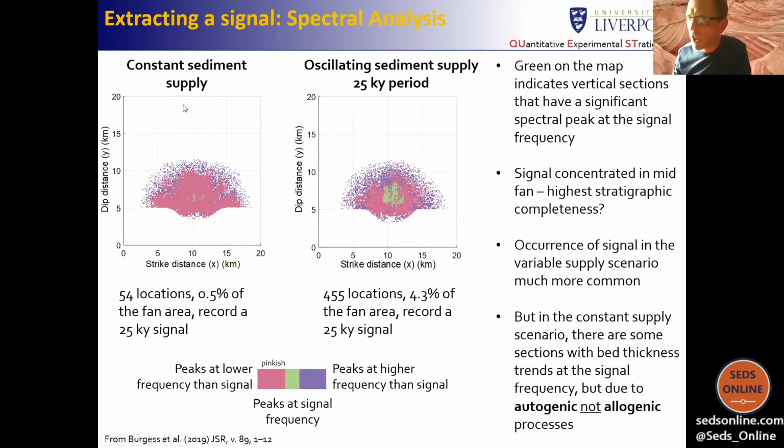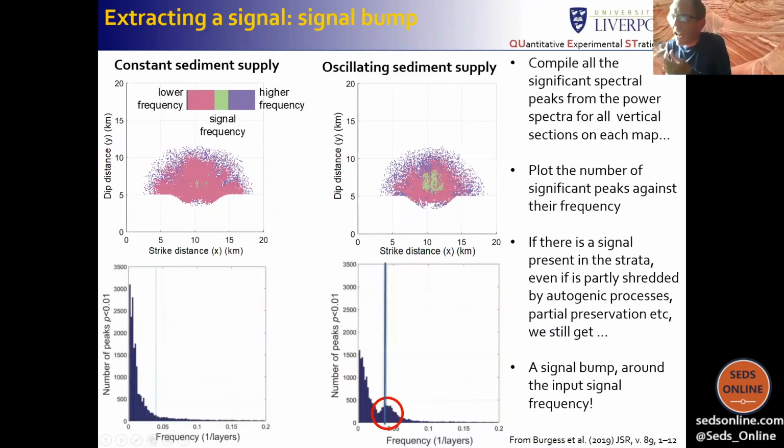It's just a question of how much. Okay. Now, the other thing we can do that helps us summarize these two maps into a single sort of metric for whether or not there's an external signal recorded in the strata is this final technique here. If we take each vertical section on that map and count the number of significant spectral peaks, we can plot the number of peaks against the frequency that they occur at, and we get these two plots.